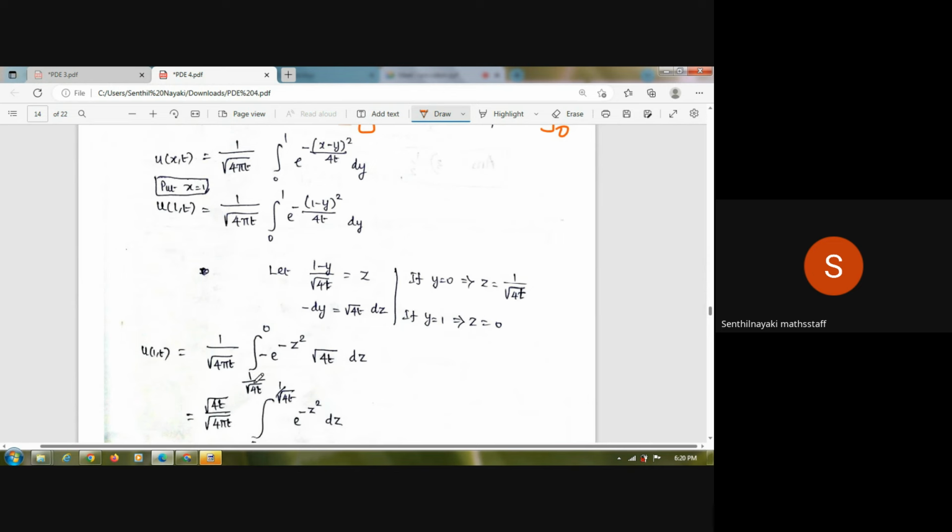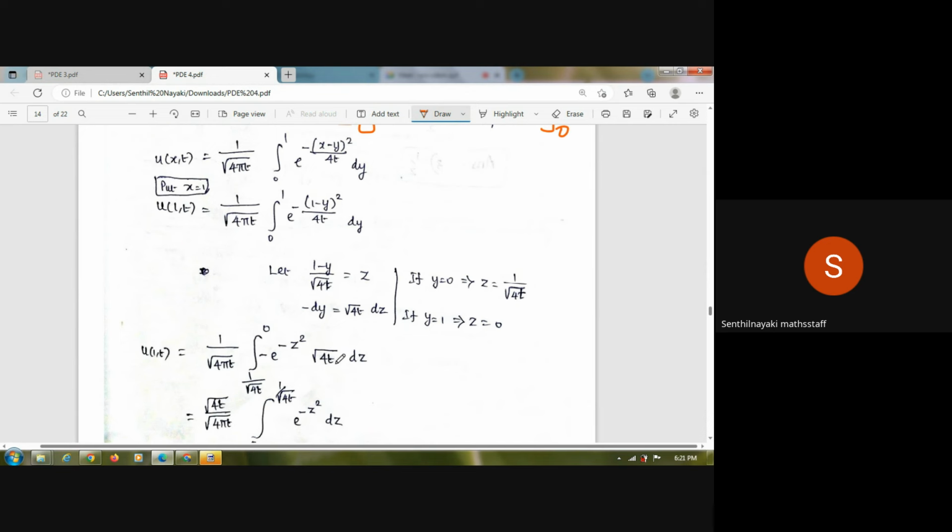So the lower limit is 1 by square root of 4t, upper limit is 0. So this becomes e power minus the full term is z, therefore here we have to square, therefore e power minus z square. Next dy is minus square root of 4t into dz. Limit value 1 by square root of 4t to 0.